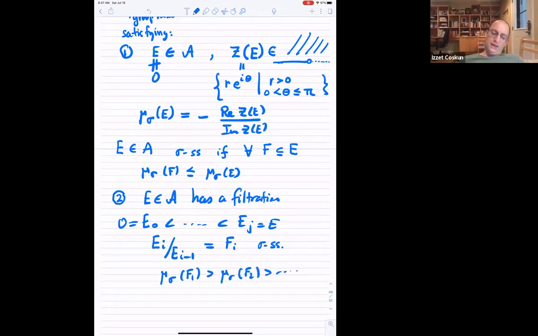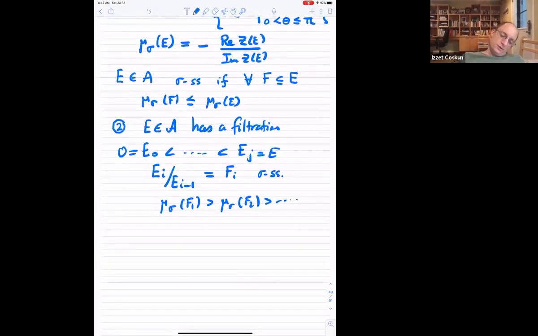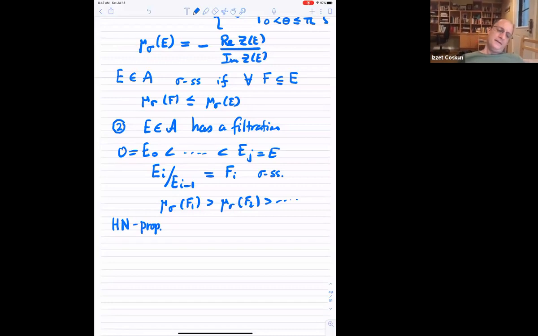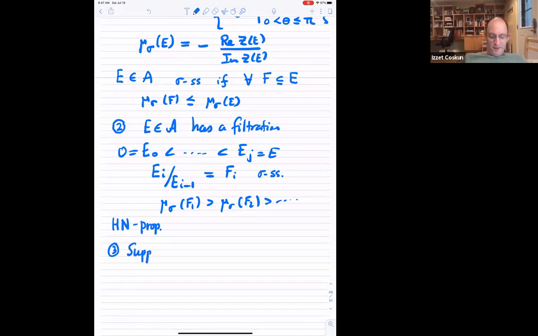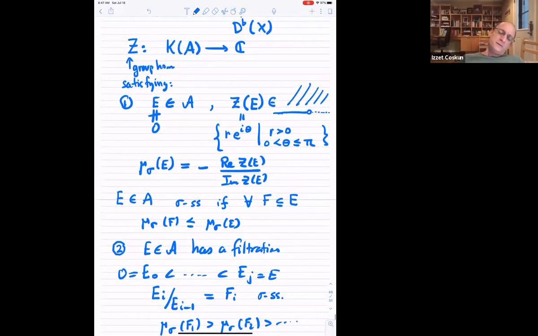Okay, so in other words, this is called the Harder-Narasimhan property, or typically the HN property. So you want the pair to satisfy the HN property, and then there is one other property that you impose, which is called the support property, which I'm not going to even tell you what it does.